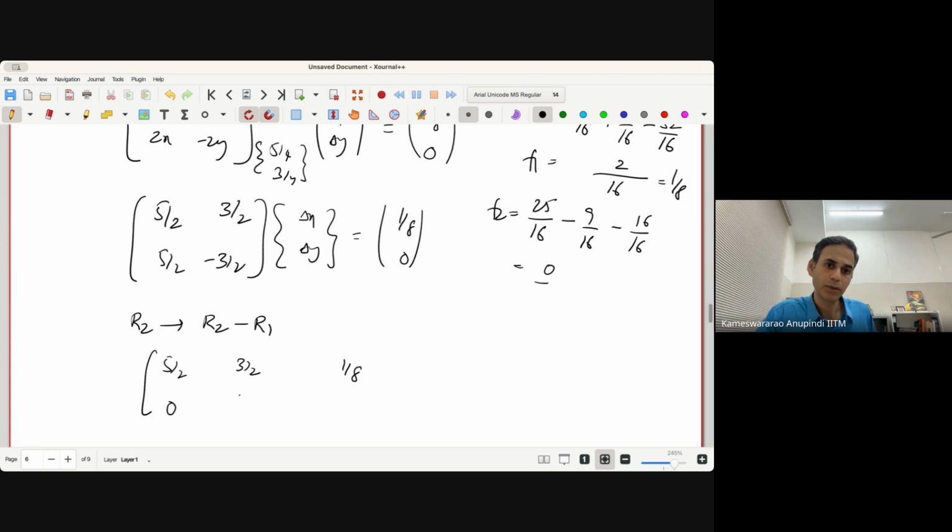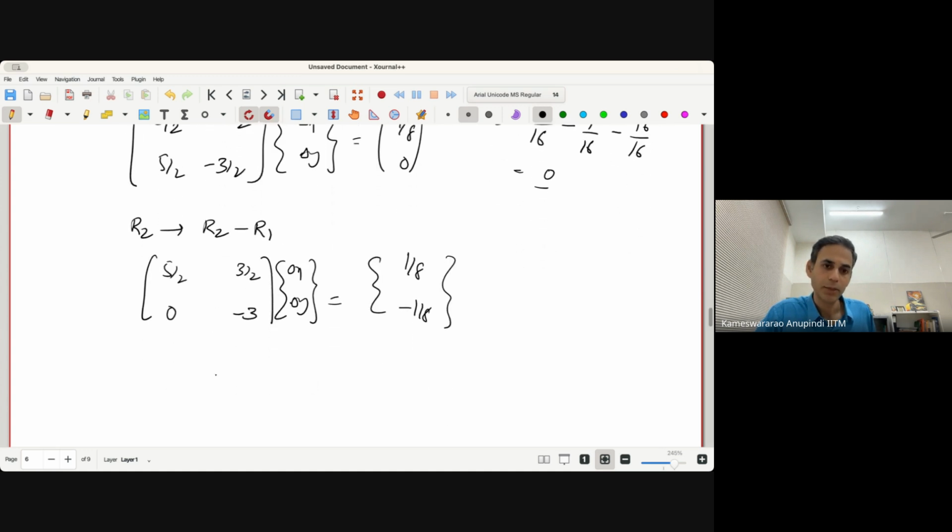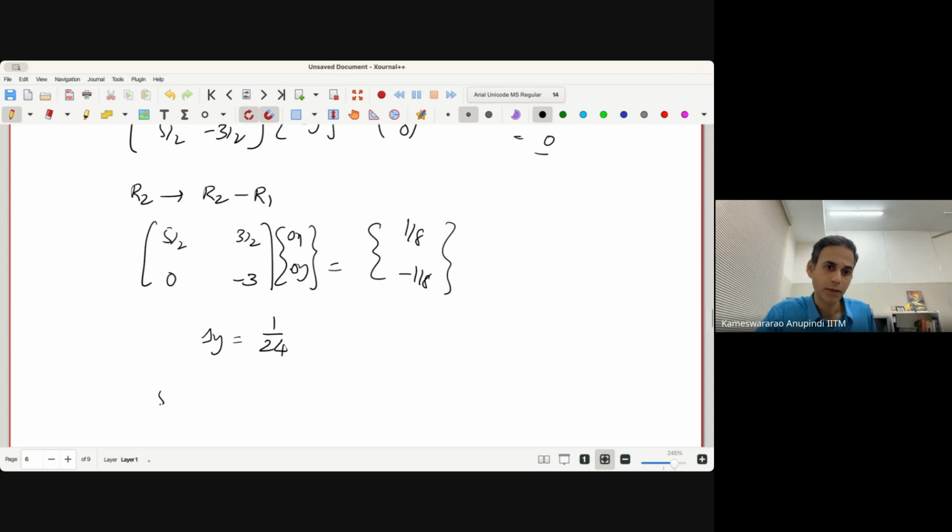So 5 by 2 minus 5 by 2 is 0, and minus 3 by 2 minus 3 by 2 is going to be minus 3 times delta y, equal to, on the right hand side, I have 1 by 8, and this is going to be 0 minus 1 by 8, which is minus 1 by 8. That means 3 times delta y equals 1 by 8. So delta y equals 1 by 24, and then 5 by 2 delta x plus 3 by 2 delta y equals 1 by 8.